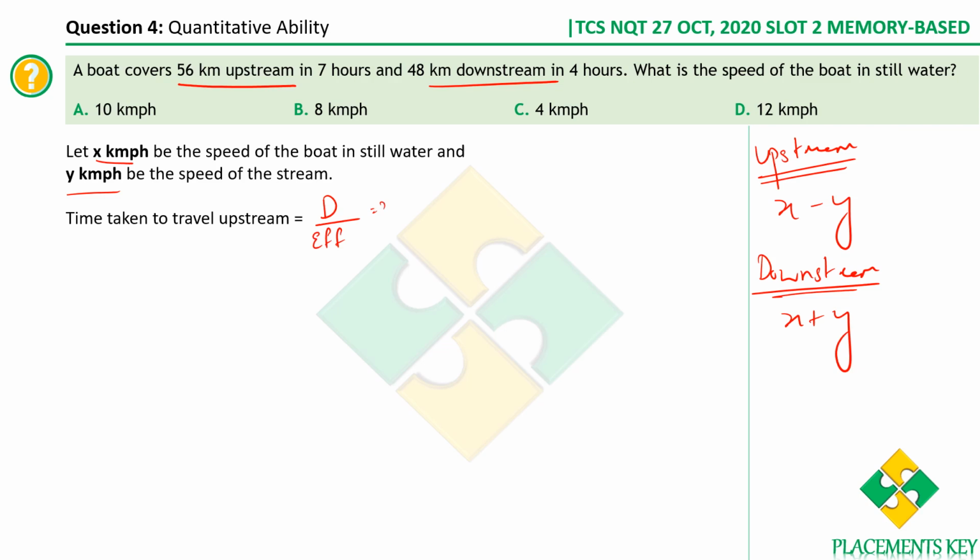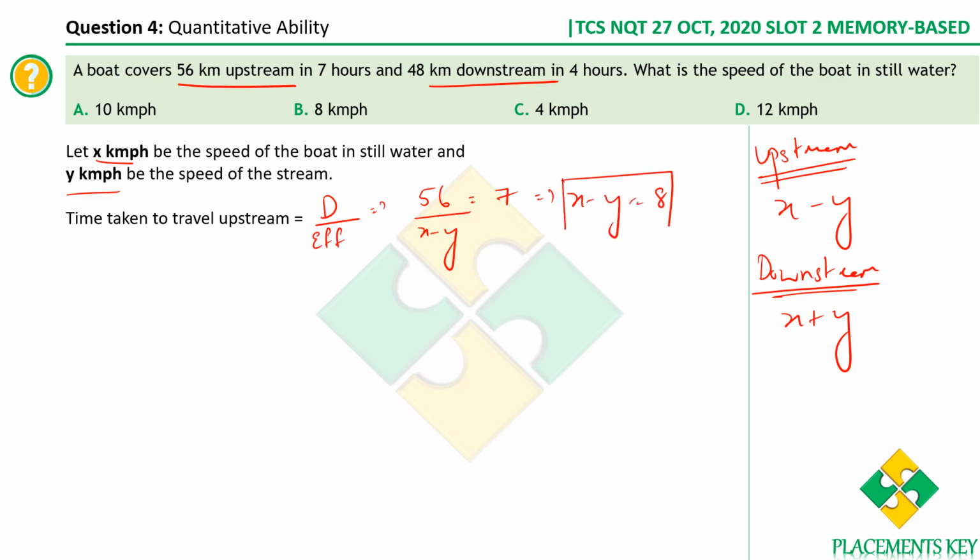Okay, so what is the distance traveled? It is 56 divided by the effective speed. We know it is upstream, therefore it is x minus y. So this value is given as how much? It is given as 8 hours. That implies we get x minus y is equal to 56 divided by 8, which is 7.